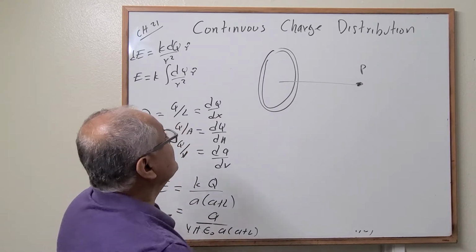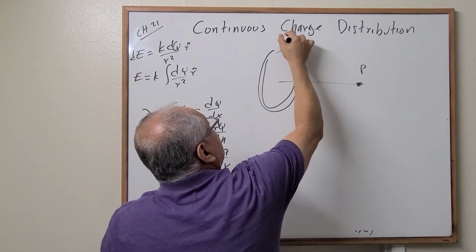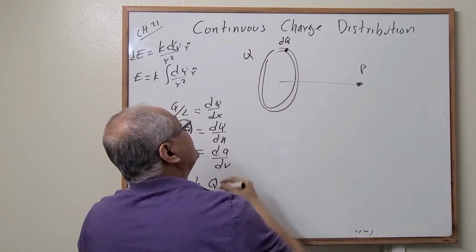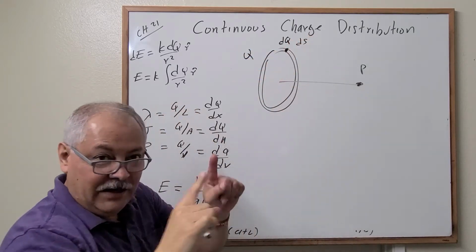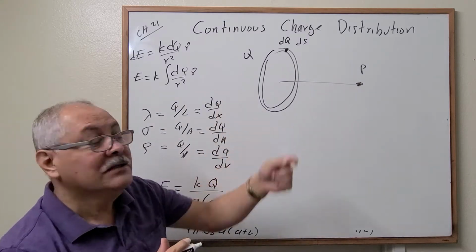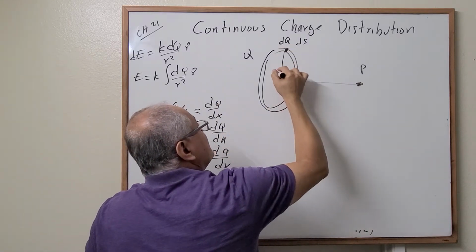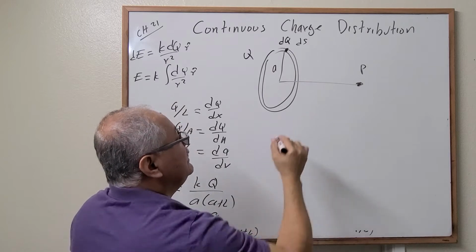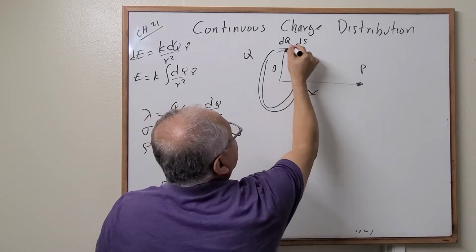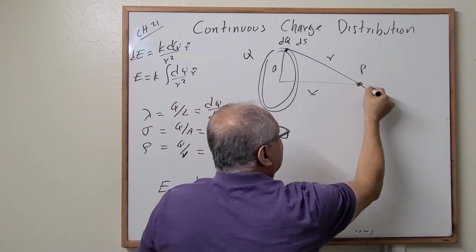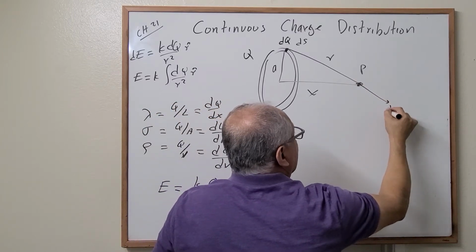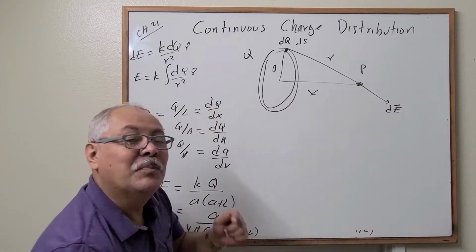The same thing: let's take an element of the charge right here. The total charge is q, and the segment length is ds, because we're dealing with arcs. Let's take this distance to be a, the radius, the distance to the point to be x, and this distance to be r. And what do we have? This is my electric field at that point.